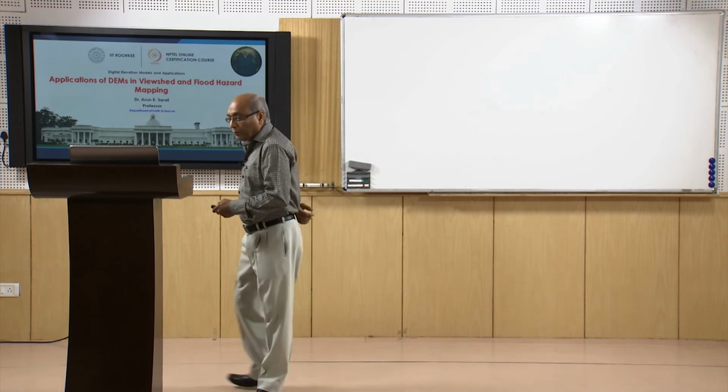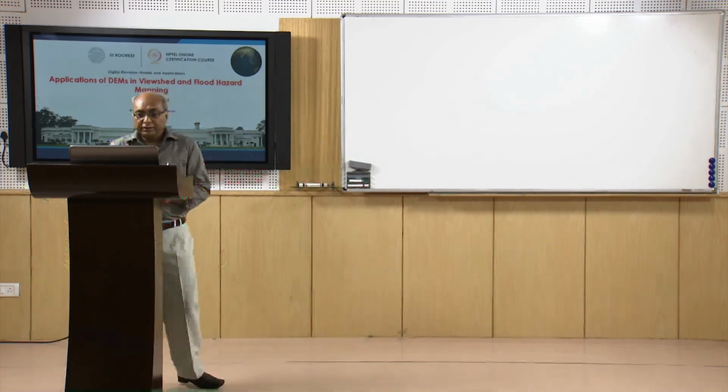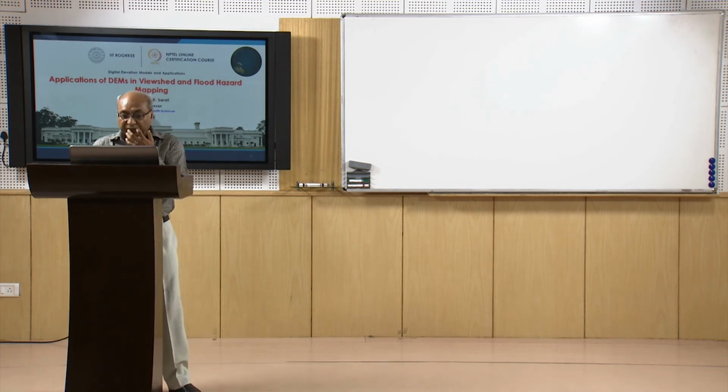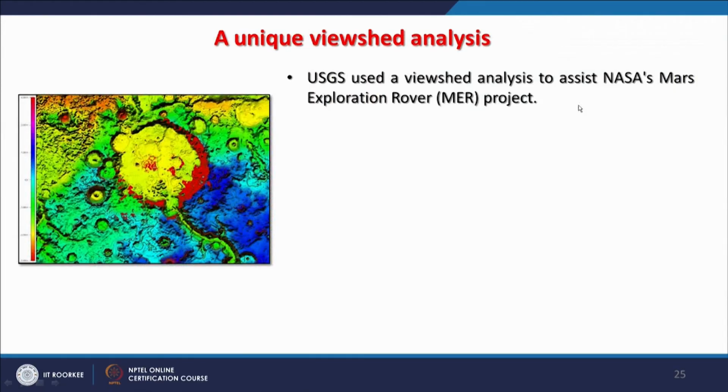And this is one of the examples of how Viewshed analysis on Mars has been done, because humans cannot reach. So when some equipment is being sent, one would like to assess what would be the Viewshed for that equipment. So in this Mars Exploration Rover MER project, the USGS used a Viewshed analysis to assist this Mars explorer, so that when it lands on the surface of Mars, which area would be visible, which will not be visible, and how it will be doing the exploration part.